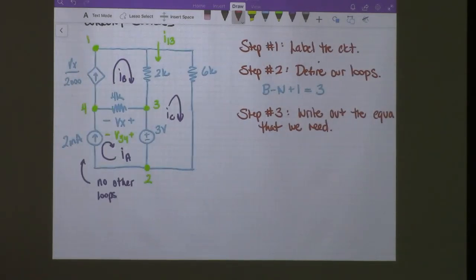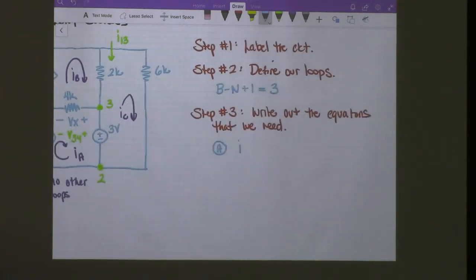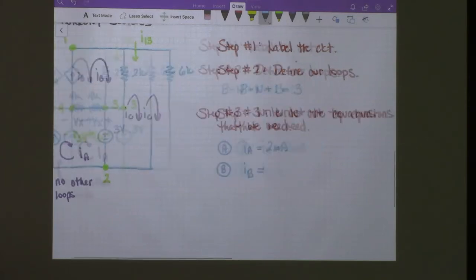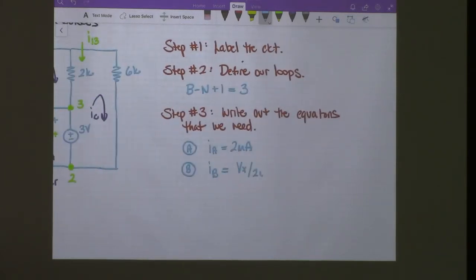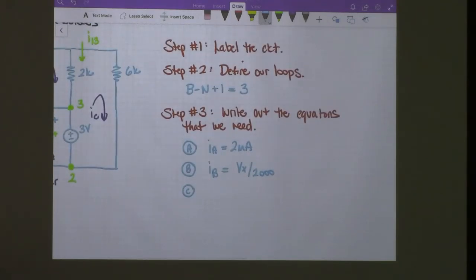So let's write out the equations that we need. To begin with, I'm going to go ahead and still assume that we have 3. One of them is going to go away, but the first one for A is going to be IA is equal to 2 milliamps, right? That's an easy one. For B, we will have IB is equal to Vx divided by 2,000. And then for C, this is really the only one where we're going to have to apply KVL.